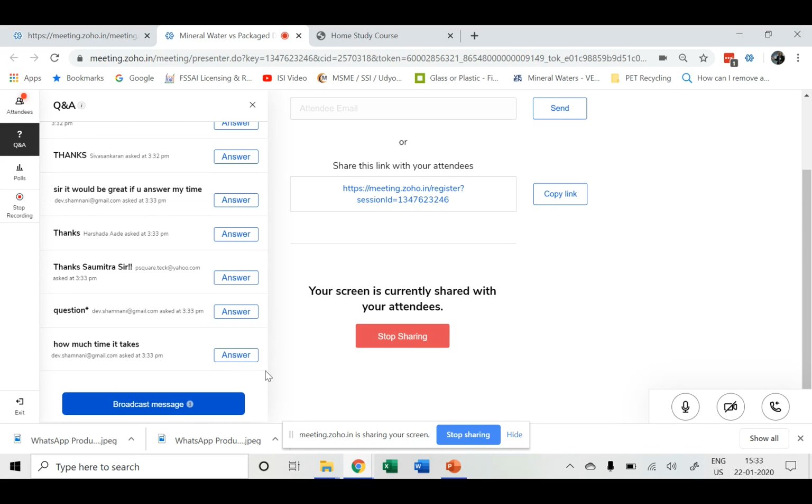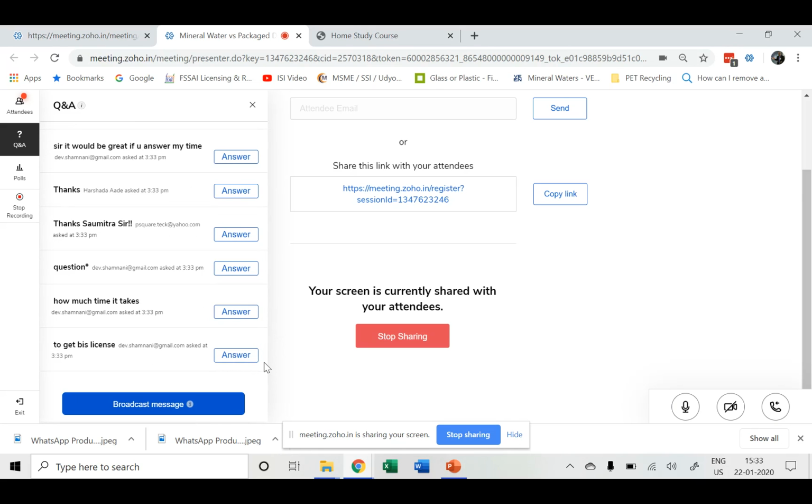How much time does it take? For what, sir? To get the BIS license. Okay. To get a BIS license for packaged drinking water, after you install the machines, it usually takes between 1.5 to 2 months maximum. Practically, from concept to commissioning, it should take not more than 6 months. If you decide today, this month of January, that you're going to go for a packaged drinking water plant, your plant will be ready in the month of May or June. That is the timeline. Have I answered your question?